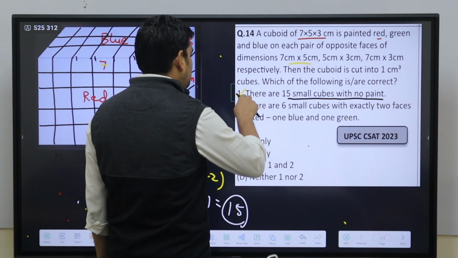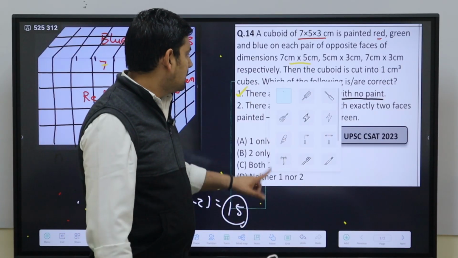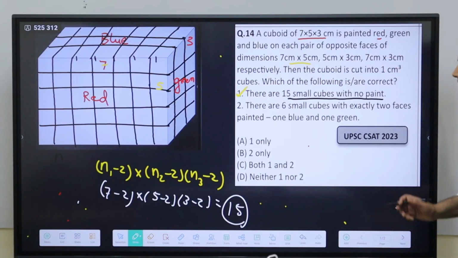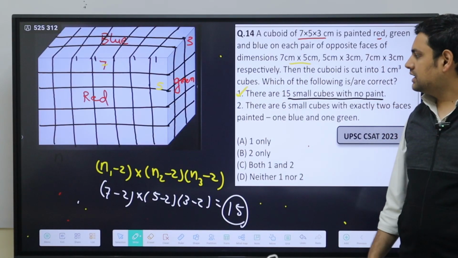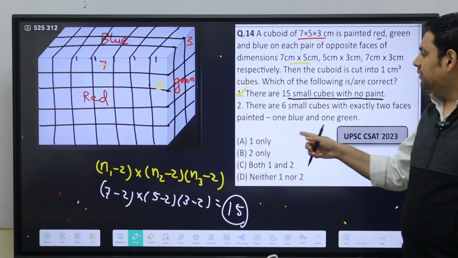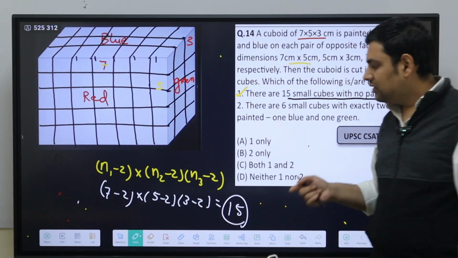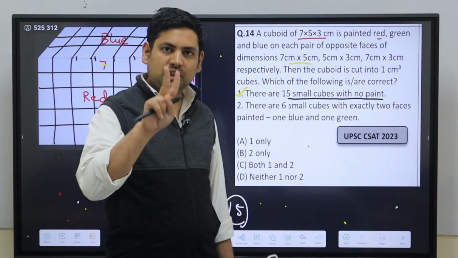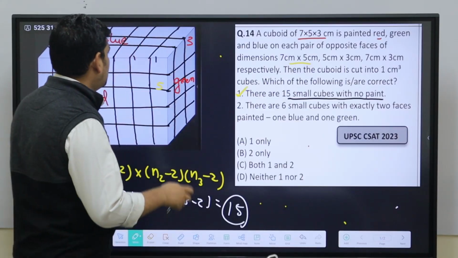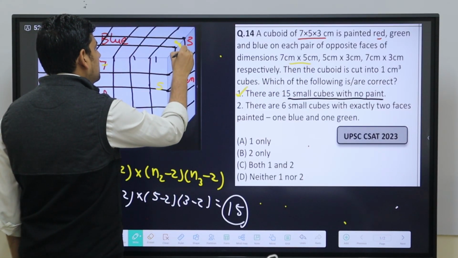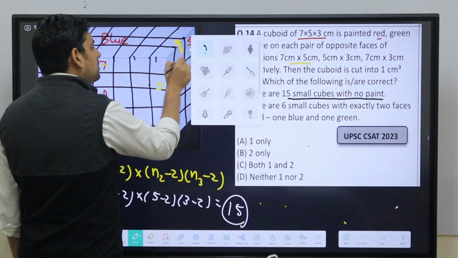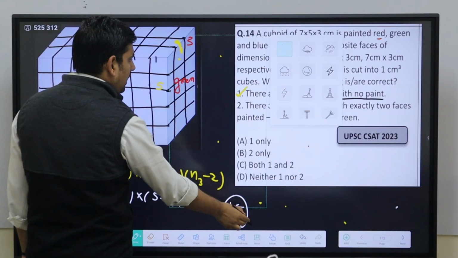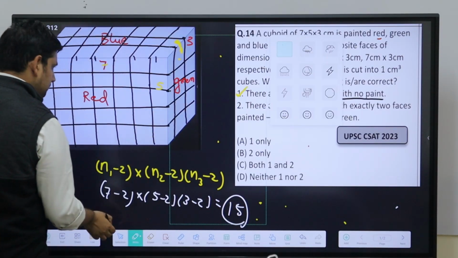So that means the first statement is absolutely correct. That is, there are 15 small cubes with no paint. Now next one. There are 6 small cubes with exactly 2 faces painted, one blue and one green. Now this we have to observe. So what it wants is cubes which have exactly 2 sides painted. One is blue, one is green. So you can find one here. Can you see this one? One is painted blue and the other is painted green.